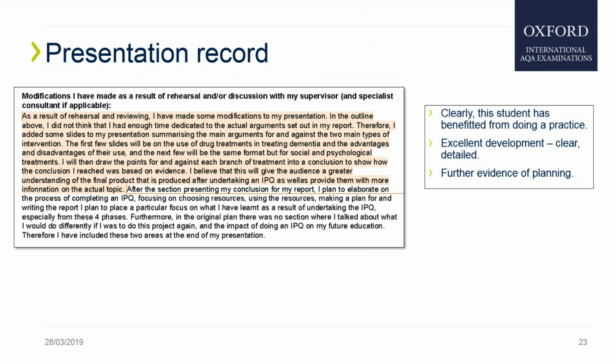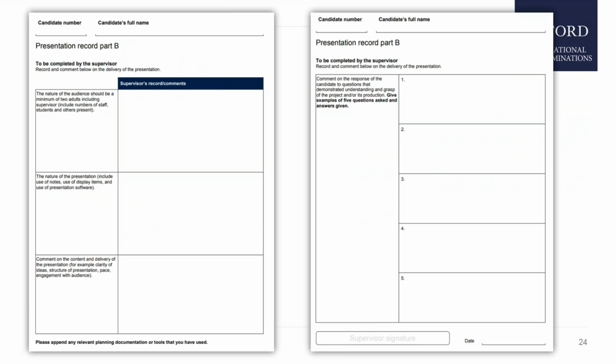I think it might be the A star or the A grade IPQ, if you want to go and look at the full project. So this is the section that the supervisor completes, presentation record part B. It goes on to 2 pages, or there's 2 sides to it. Obviously, if you're typing electronically into it, the pages will just naturally continue. So it might actually be longer in the end.